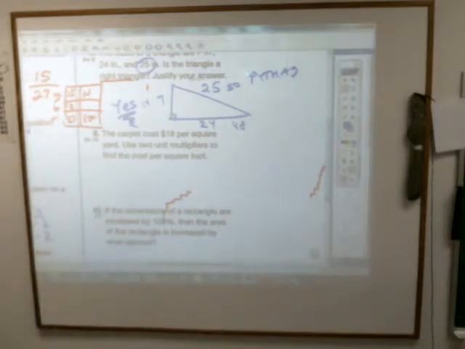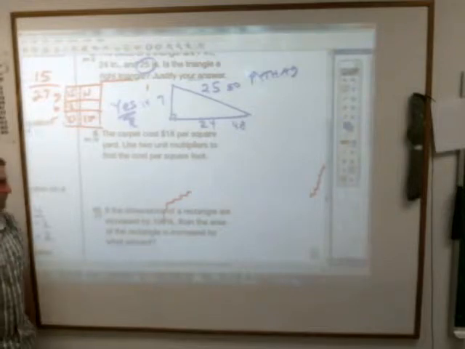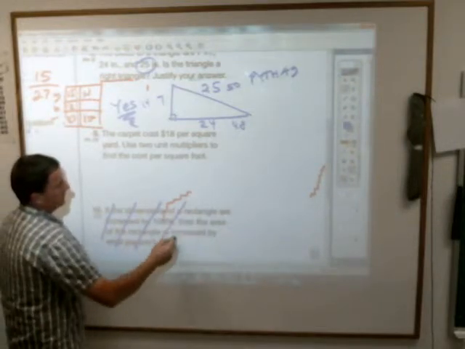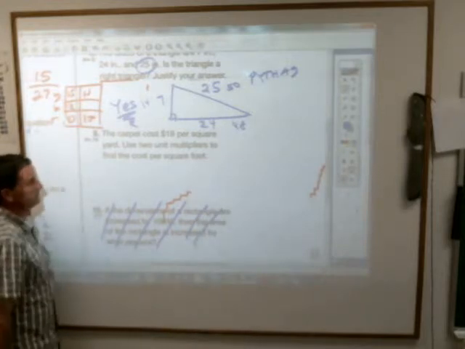Forging ahead. Bailey Lankin. Anything? And we'll skip number 10. Can you do 9? I will do 9. Yes.